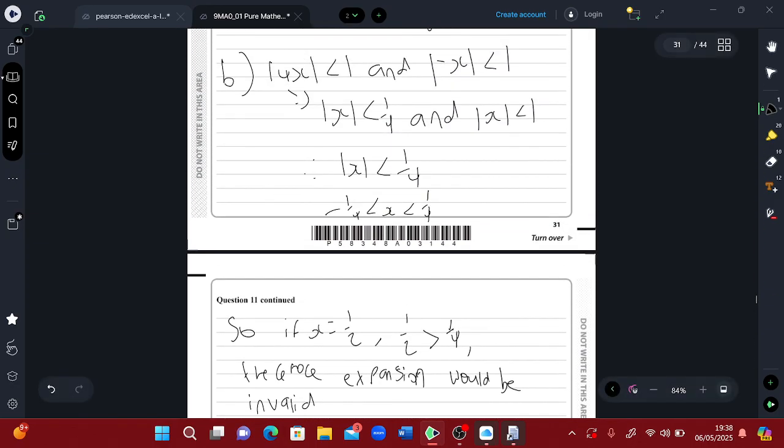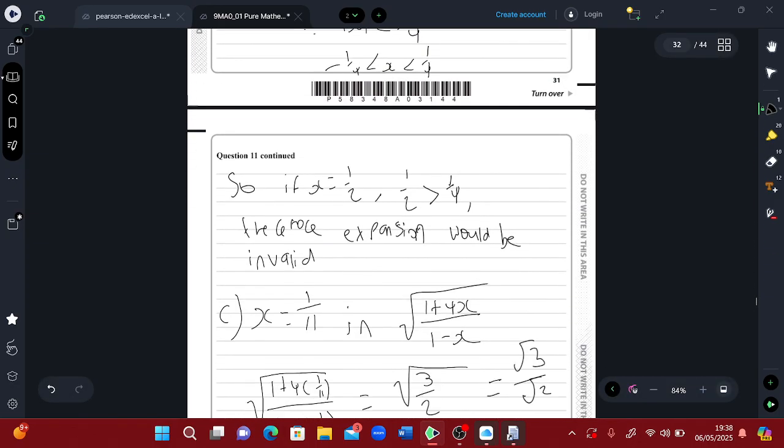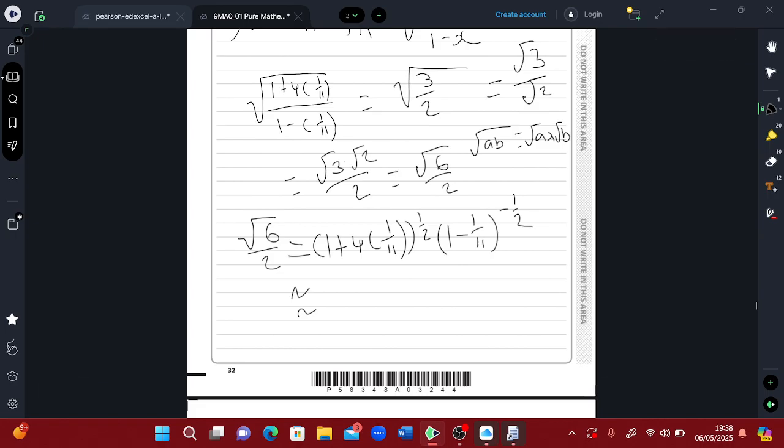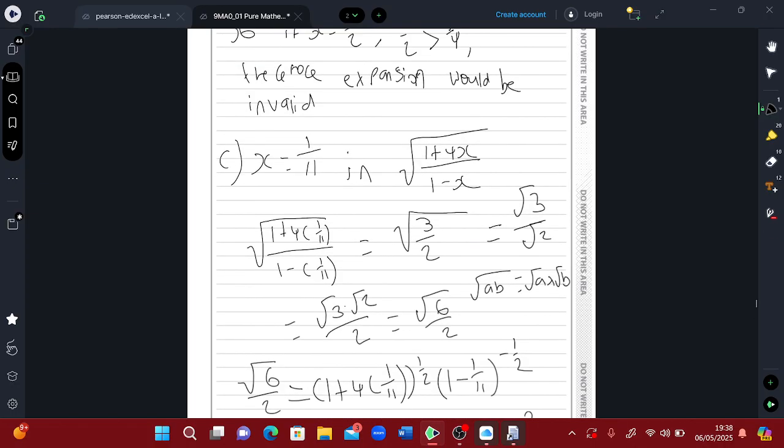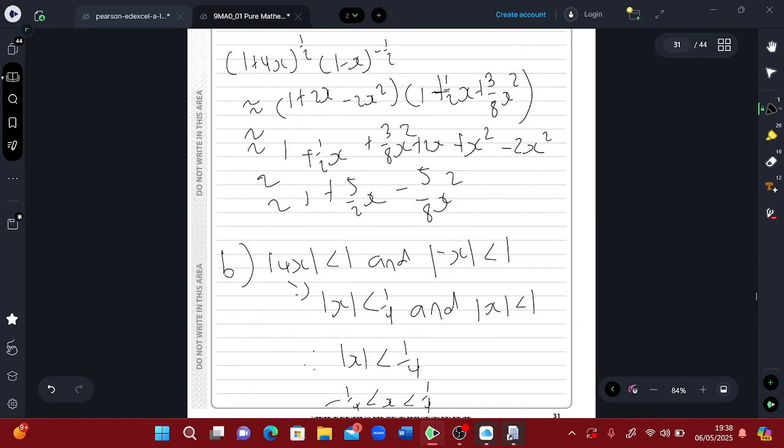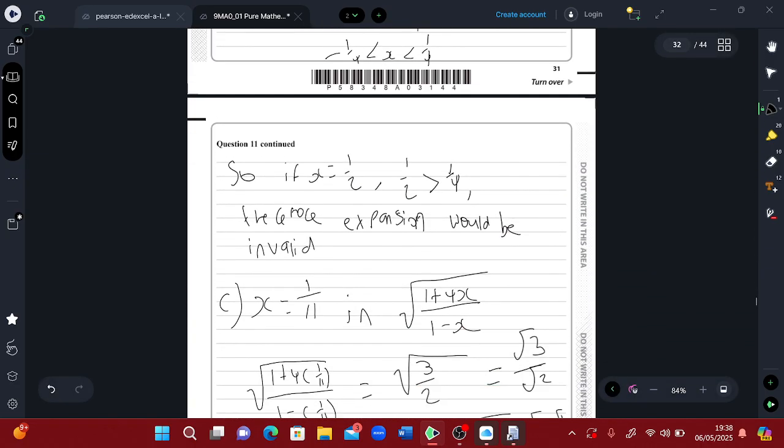So that is 1 plus 5 over 2 x, was it? And that x is going to be 1 over 11. And then I believe it was minus 5 over 8 of 1 over 11 squared, x squared. Let me just check that's right. Was it 5 over 2 minus 5 over 8? Cool.